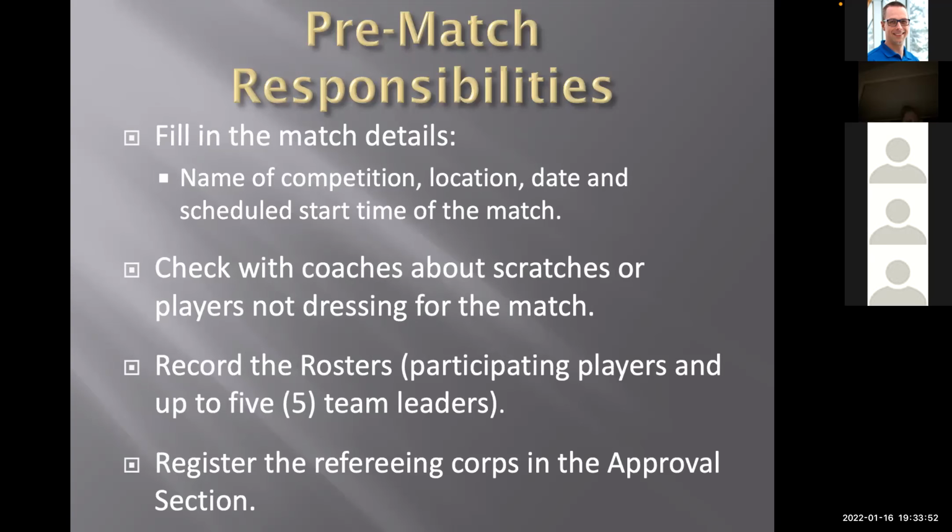So pre-match, some of the responsibilities: name of the competition, and we'll go through what that is. Most of you, for this case, it's going to be a premier of some sort. So Premier 1, Premier 2, you can add the age class, the location, date, time, and by time it's scheduled start time. These are all things ahead that you can write in. You're going to check with the coaches about scratches. So now for VA, that's a little bit easier. They should be handing you rosters that are verified that we're going to go off of. You'll need to record those. Hopefully we'll get stickers, so stickers can work instead of having to write them out. But if there isn't a sticker, they do have to be written out.